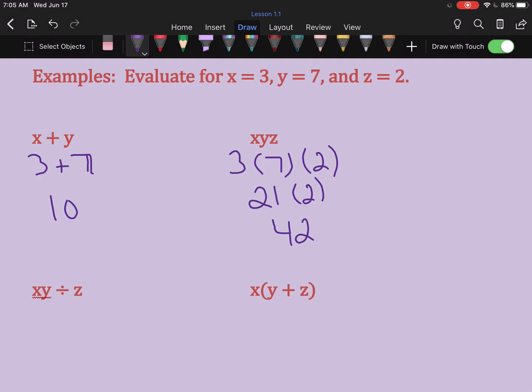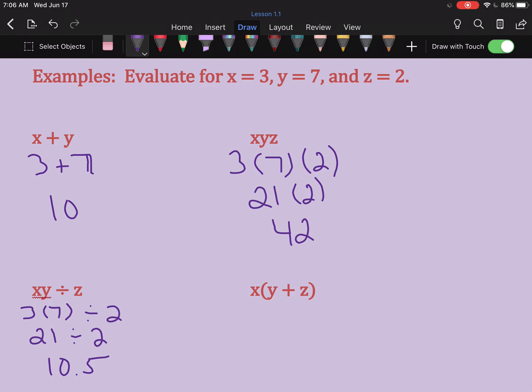Next, we have xy divided by z. So x is 3, y is 7, z is 2. Order of operations says you must multiply and divide from left to right. So 3 times 7 is 21. 21 divided by 2 is 10.5. You can write that as 10.5. You can write that as 10 and 1/2. You can even write that as 21 halves. In Algebra 1, I really don't care if your fractions are improper.